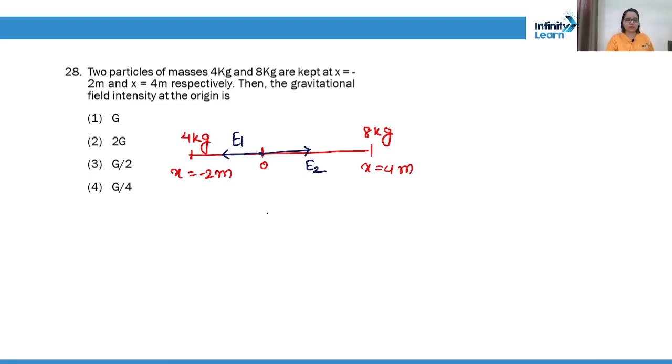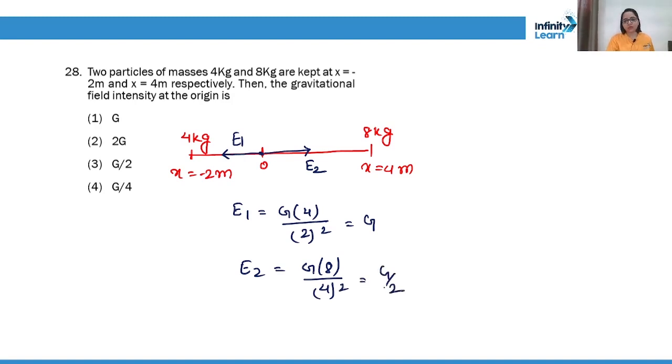This is E2. So E1 is G M divided by r square, which is 2 square, which is equal to G. E2 is G M divided by r square, which is 4 square. So it is G by 2. So we have intensity of G in this direction and intensity of G by 2 in this direction. So the net intensity will be G minus G by 2, G by 2 in this direction, which is option 3.